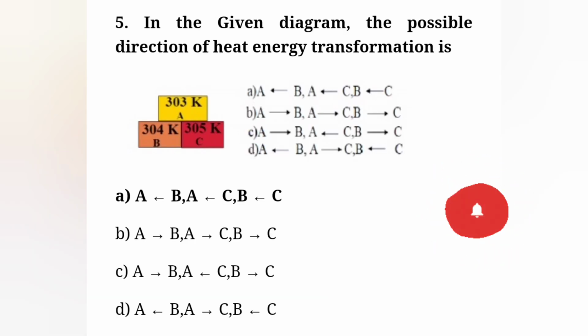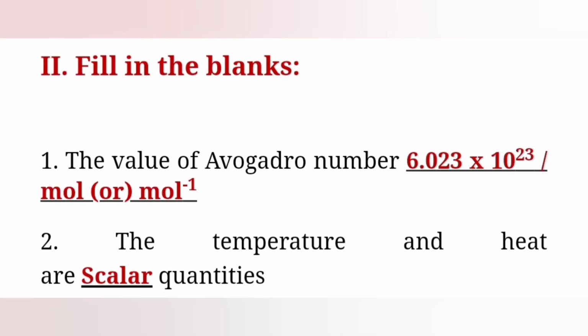Fifth one, in the given diagram, the possible directions of heat energy transformation is, option A, answer. Roman letter 2, fill in the blanks. First one, the value of Avogadro number dash, 6.023 × 10²³ per mole or mol⁻¹.